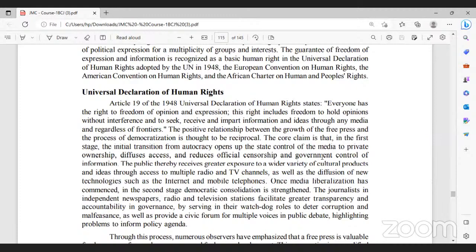So this is how we see that we have got the right to freedom of opinion and expression. We have to see the positive relationship between the growth of the free press and the democracy is to be maintained. The core claim should be that in the first stage, that is basically the initial transition from autocracy, state control of the media, to private ownership, diffuses access and reduces official censorship and government control of the information.